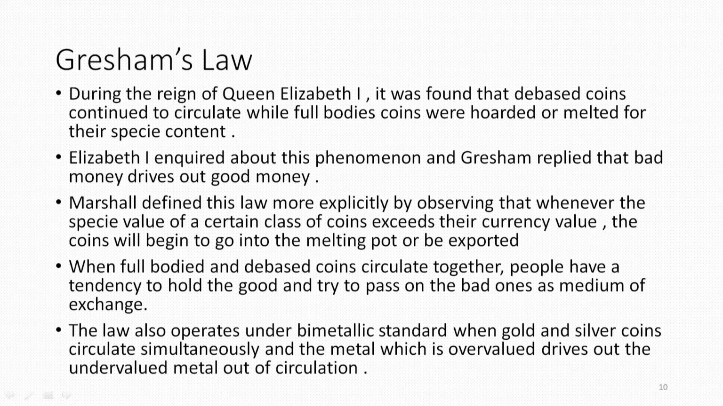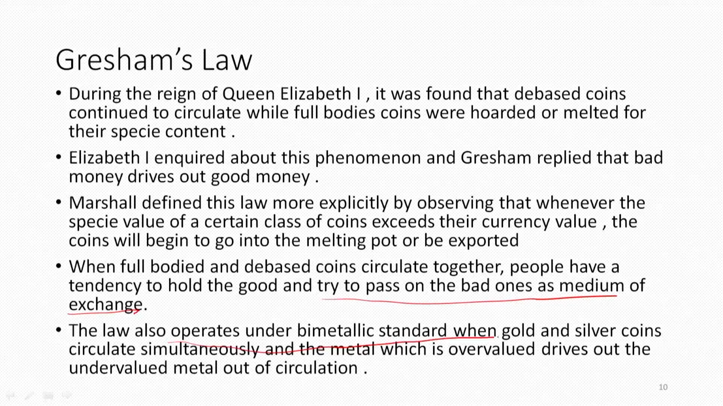So when full-bodied and debased coins circulate together, what would happen? The wealth holders have a tendency to hold the good one and try to pass on the bad one as a medium of exchange. They are not bad, but they are not as new and good as the full-bodied coin. This law, as I said, operates under bimetallic standards. When gold and silver coins circulate simultaneously and one metal is overvalued, what would that do? That would drive the undervalued metal out of circulation.